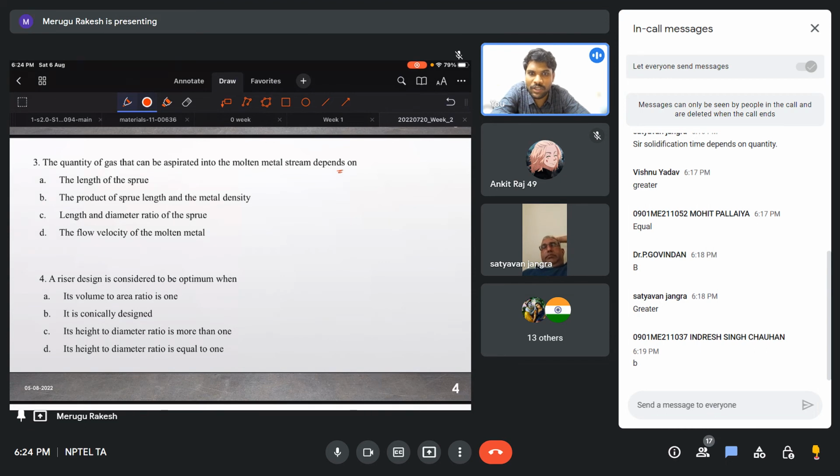So I'm asking question number 3. The quantity of gas that is aspirated into the molten metal stream depends on: option A, the length of the sprue; option B, the product of sprue length and metal density; option C, the length and diameter ratio of the sprue; and option D, the flow velocity of the molten metal. Which option do you think is responsible for the quantity of gas aspirated into the molten metal? Any guesses? No. Okay.